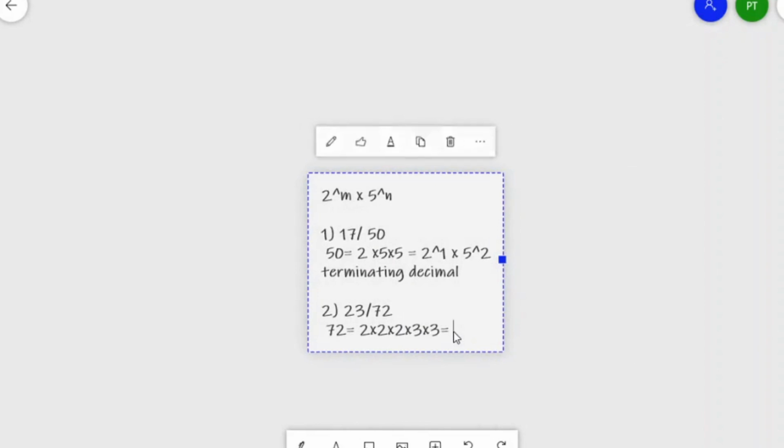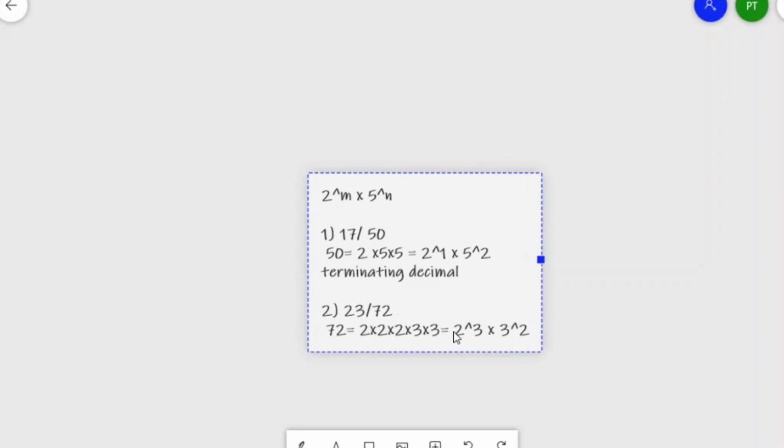So how can you write it? 2 raised to 3 times 3 raised to 2. Therefore it's not in this format. It's not 2 raised to m times 5 raised to n. Therefore, we can say that it is a non-terminating decimal. And I hope that's clear, and that's it for the part 1 lesson.